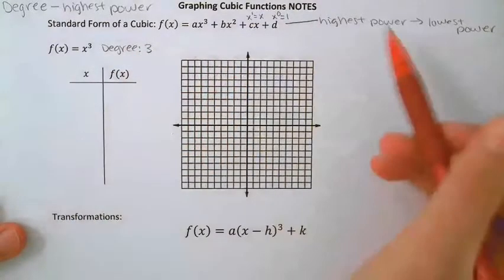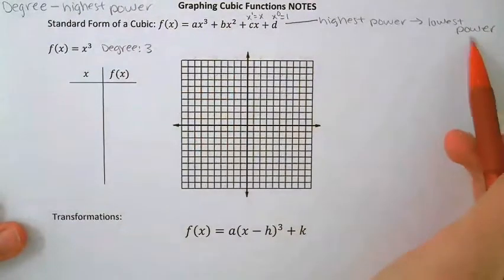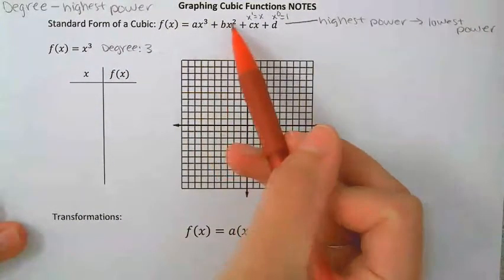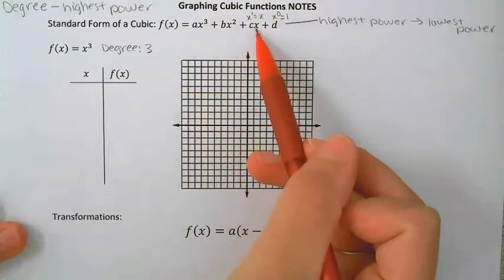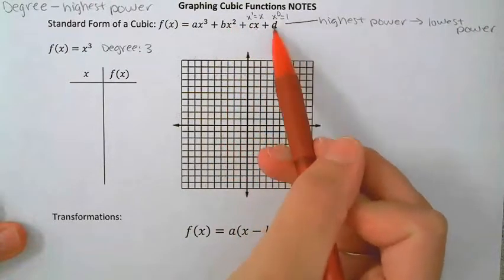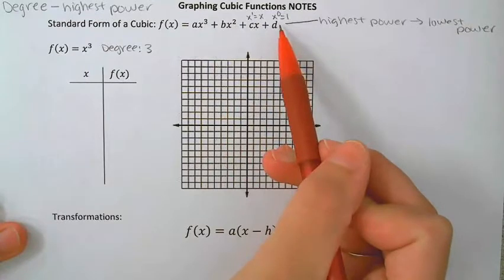We know it's standard form because it's going from highest power to lowest power, and you can see 3, 2, 1, 0. x to the first is just x, and x to the 0th is just 1, so you don't see the x. That's why it's highest power to lowest power.